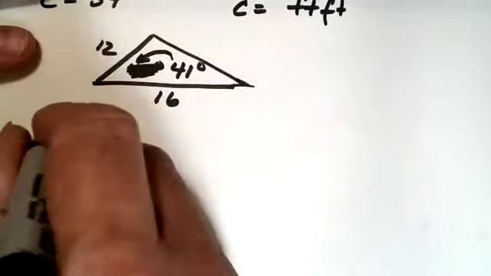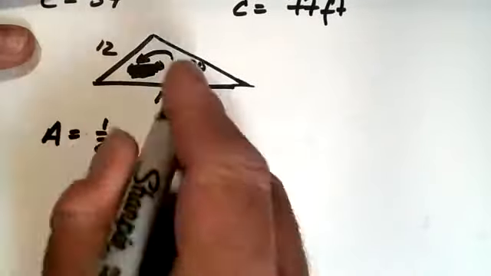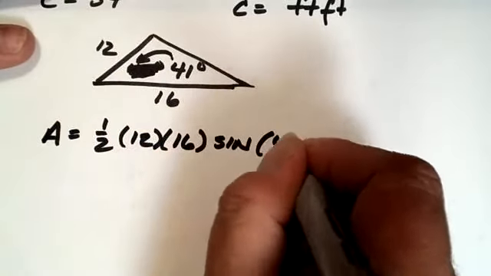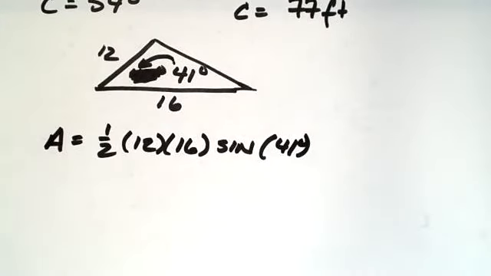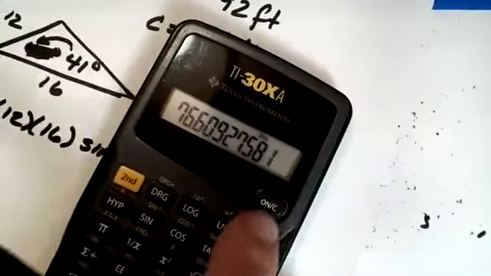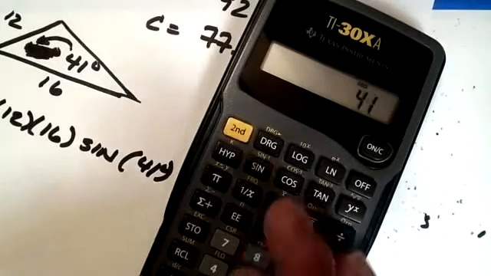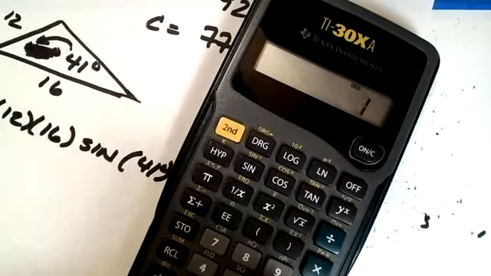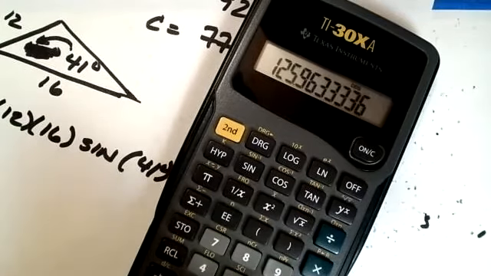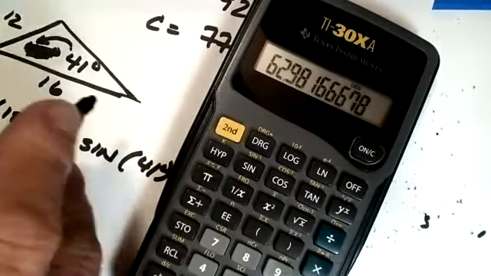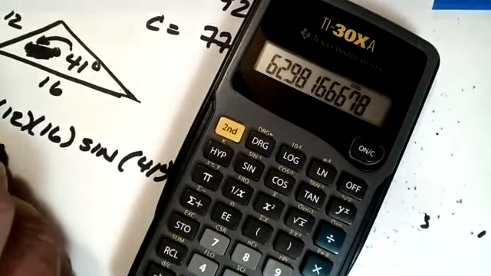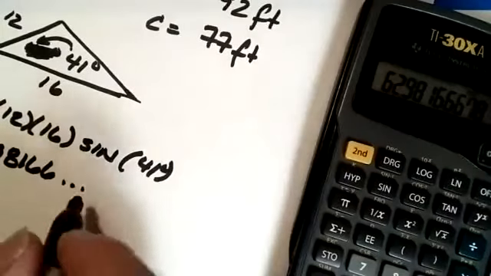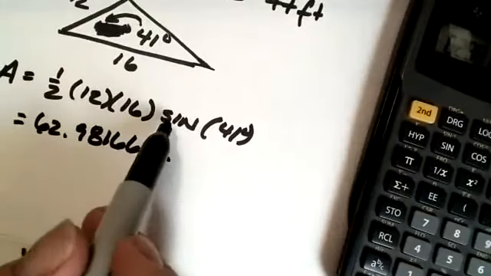You can simply say that the area is equal to 1/2 the product 12 times 16, and then times the sine of the included angle, so 41 degrees. I usually like to do the things that have functions first. So sine of 41 times 12 times 16 times 0.5. We get 62.9816, whatever.